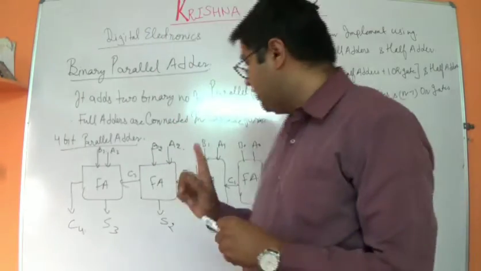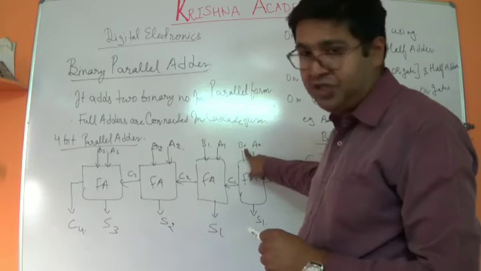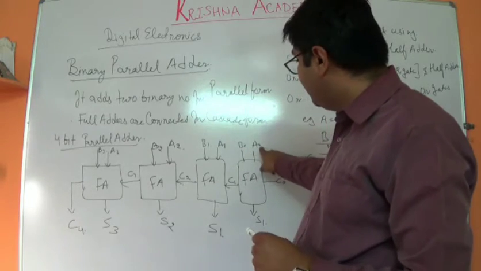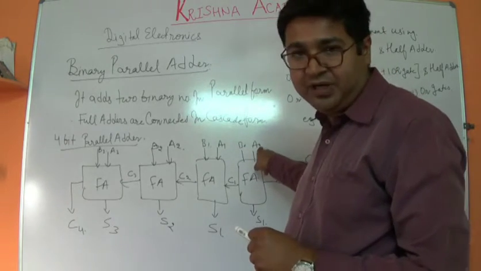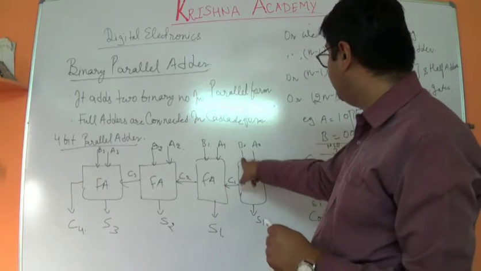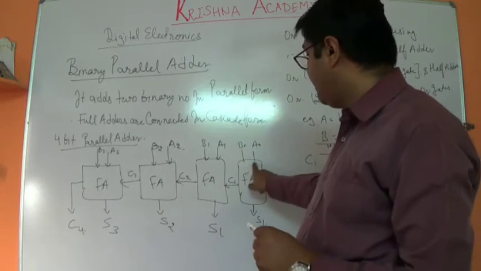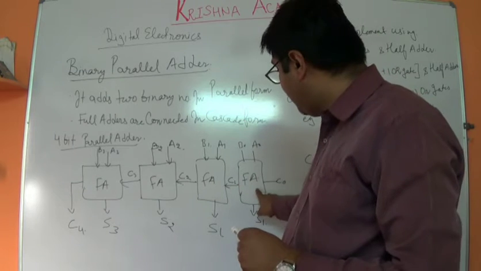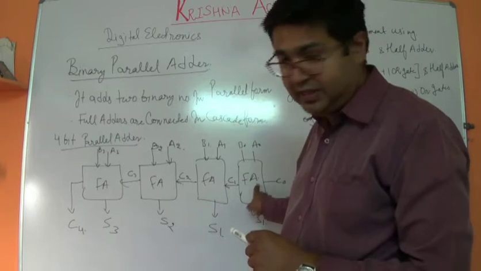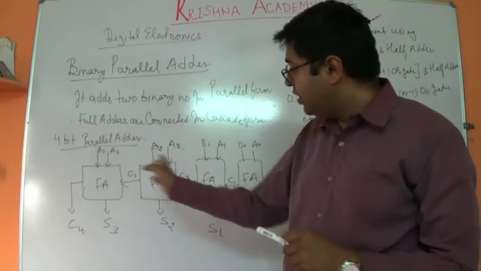The first input is C0, A0 and B0. Here A0 is the least significant bit of A and B0 is the least significant bit of B. Whenever we are talking about this, it will be adding in a full adder circuit. Right now we are implementing a 4-bit parallel adder using 4 full adders.